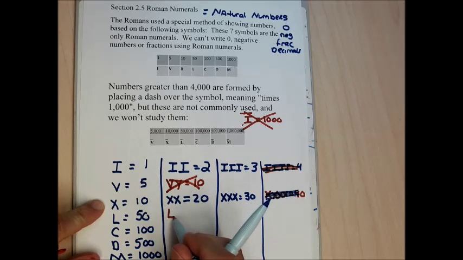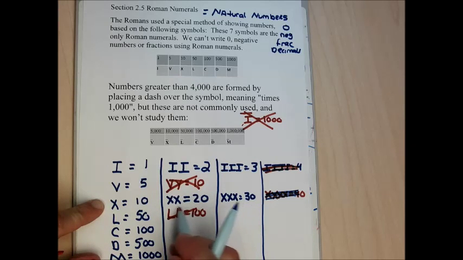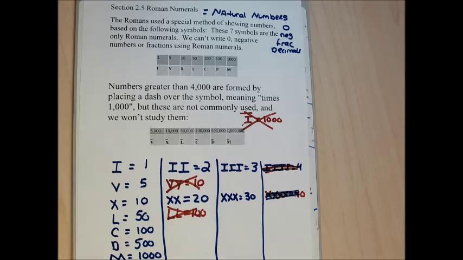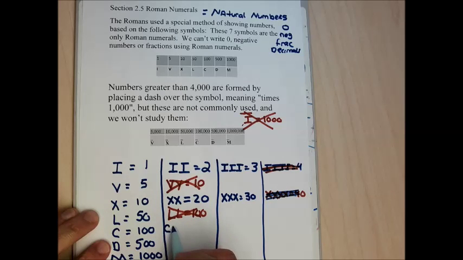Similarly, we won't do a double L. A double L would be 50 plus 50, which is 100. Because there's already a Roman numeral for 100, we don't represent 100 with a double L. We do it with a C. C is another Roman numeral that we could double up. 2 C's is 2 100s, which is 200.